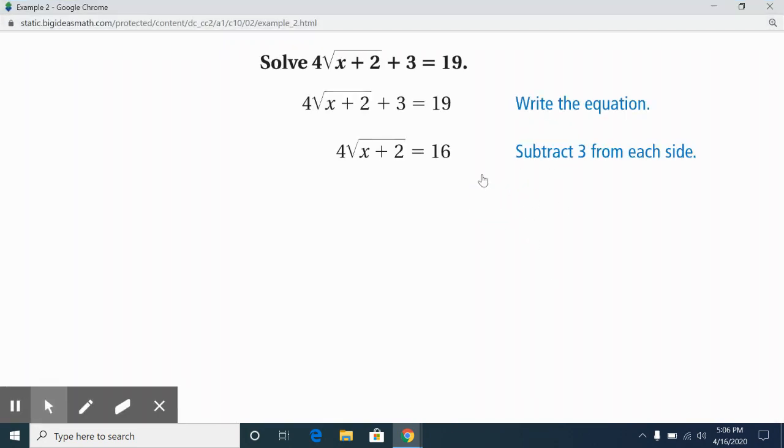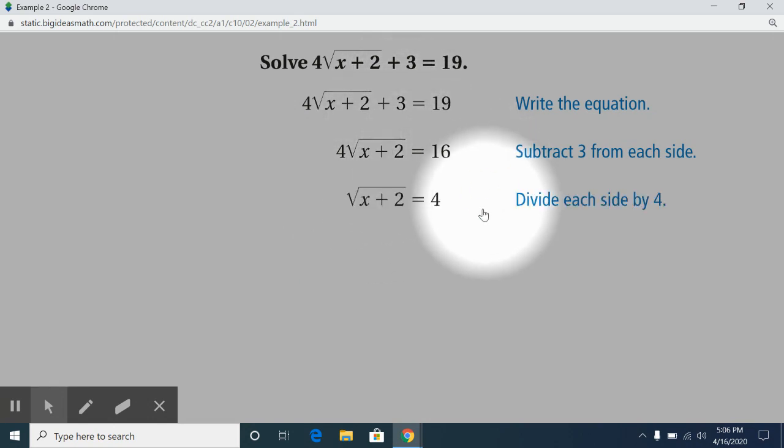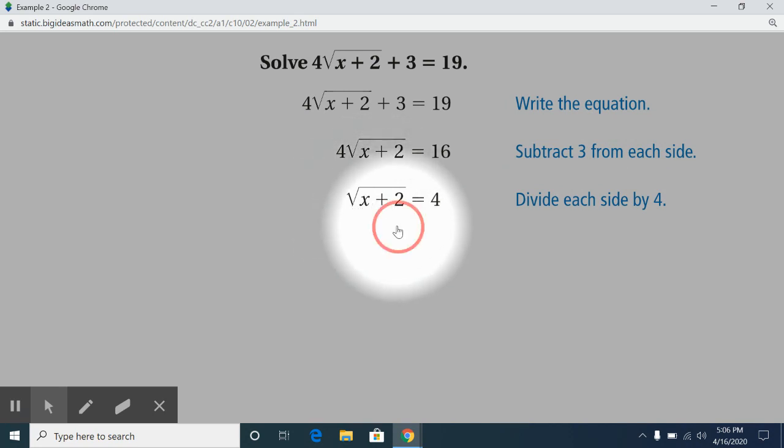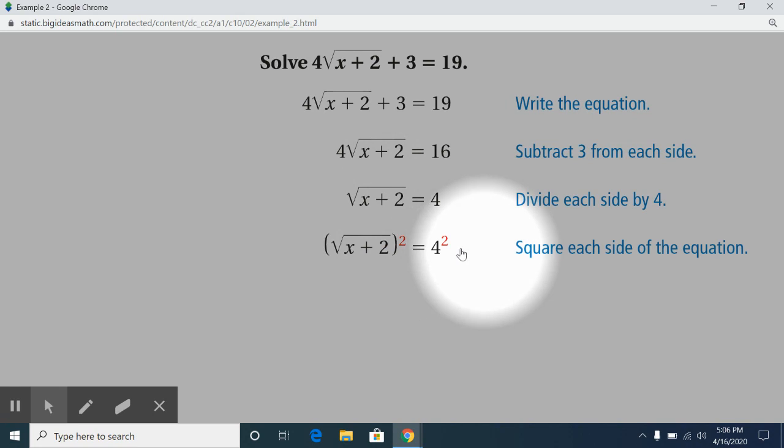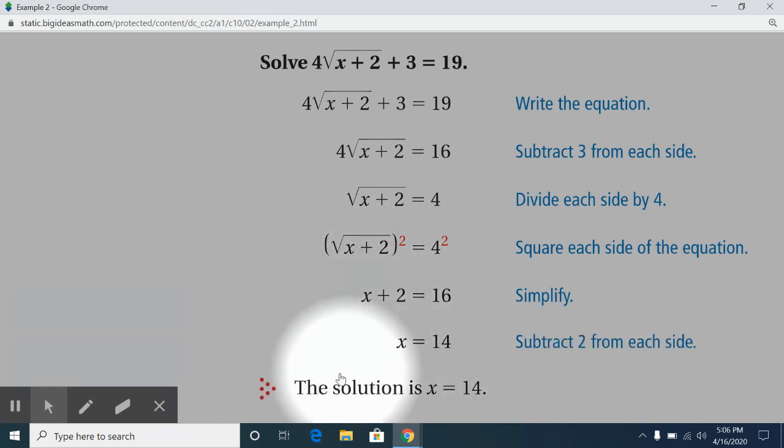So again, what did we do first? Subtract this 3. Then we divide by 4 to get this alone. Remember, we want this expression by itself. Now that we have it alone, we're going to square both sides. That's going to give us just x plus 2, no square root symbol anymore, equals 4 squared, which is 16. And now I can subtract 2 to get my final answer of x equals 14.